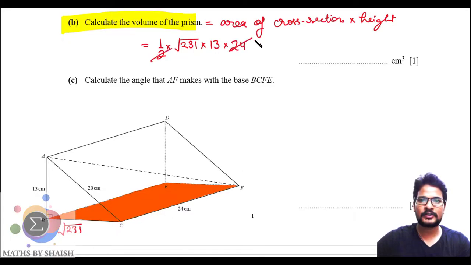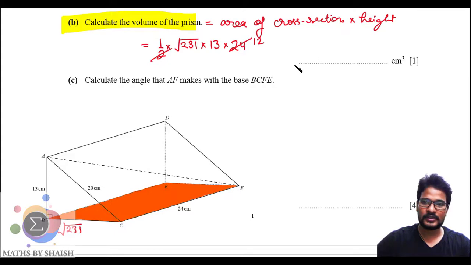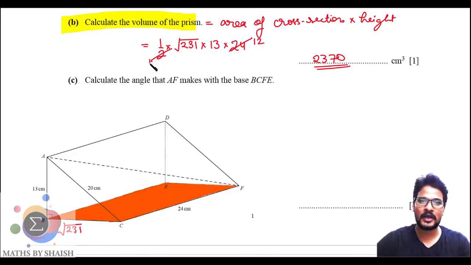So we will cancel these two, 12, and then we can directly calculate from calculator 13 into 12 into root 231, and this is 2370.99. So till 3 significant figures we can write our answer 2370 centimeter cube. It came in 1 mark because we have already calculated half into root 231 into 13 in the previous part only.